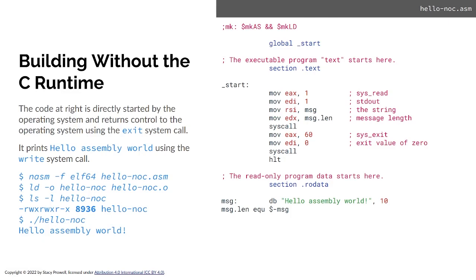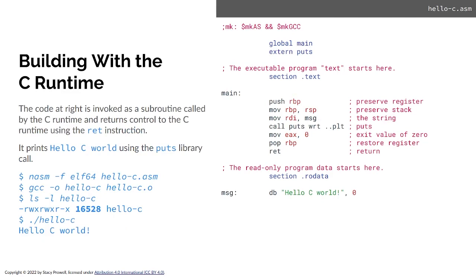Now the stuff on the right doesn't have to make any sense to you yet. We'll go through all of this stuff at a later time, but that's basically what happens. Now we have a hello world program written in assembly that doesn't use the C runtime.